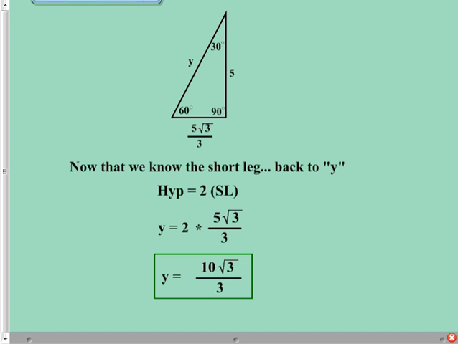Okay. So you have solved for x, which was our angle measurements. You have solved for y, which was our hypotenuse, and you solved for z, which was our short leg. Okay, again, another ugly number, but it is the number.